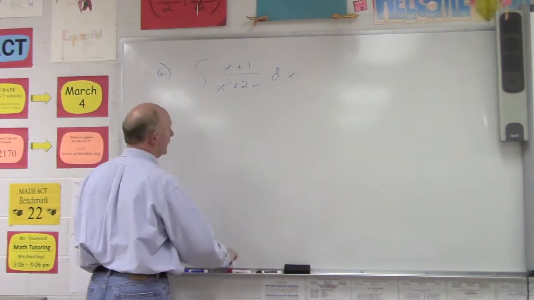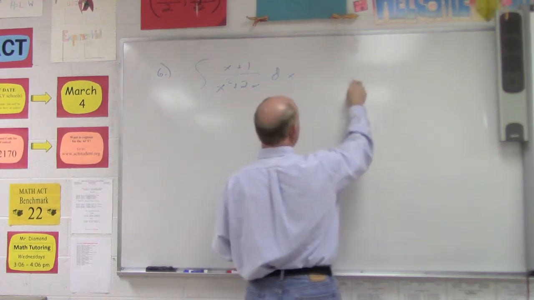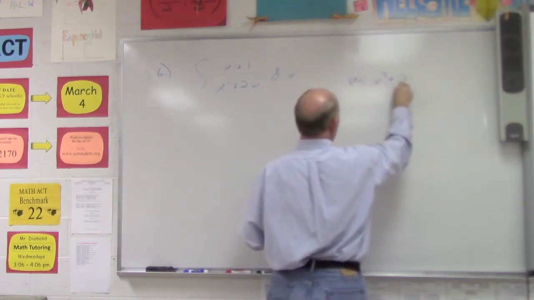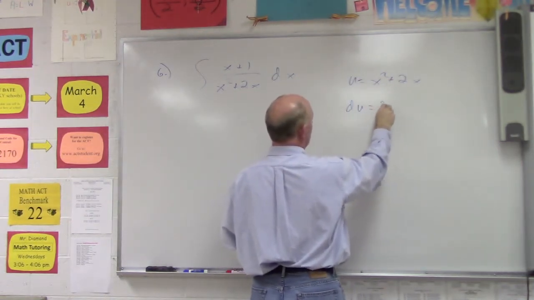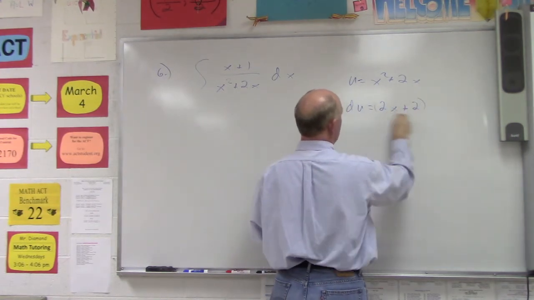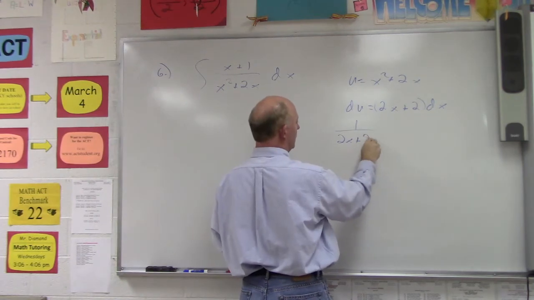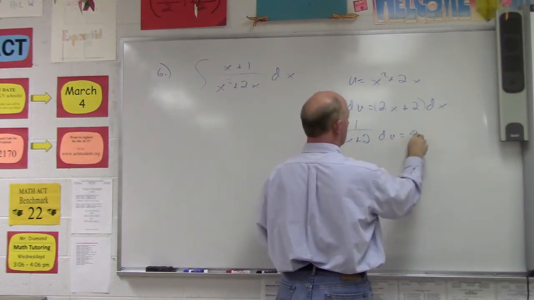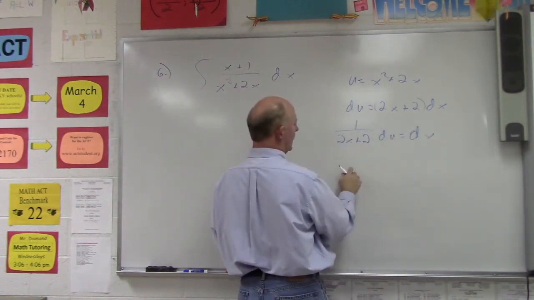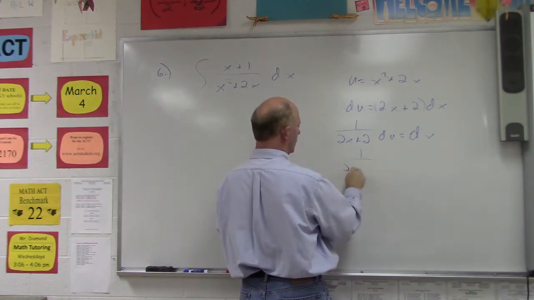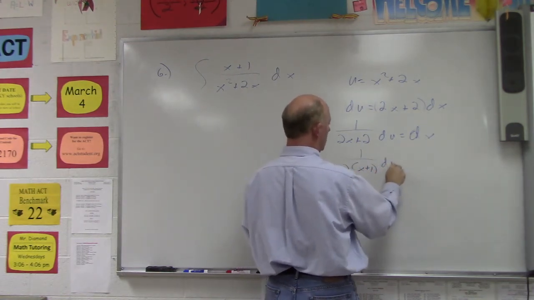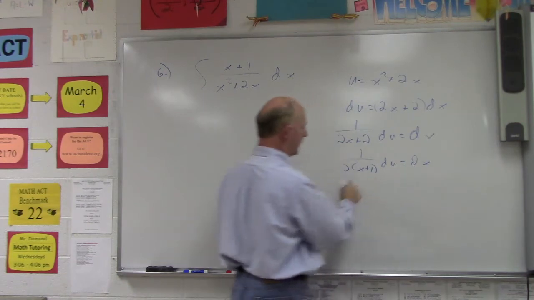So let's start it off. Let u equal x squared plus 2x. So du is equal to 2x plus 2 dx. And then 1 over 2x plus 2 du equals dx. Let's write this as 1 over 2 times x plus 1 du equals dx. So I can see the x plus 1 there.